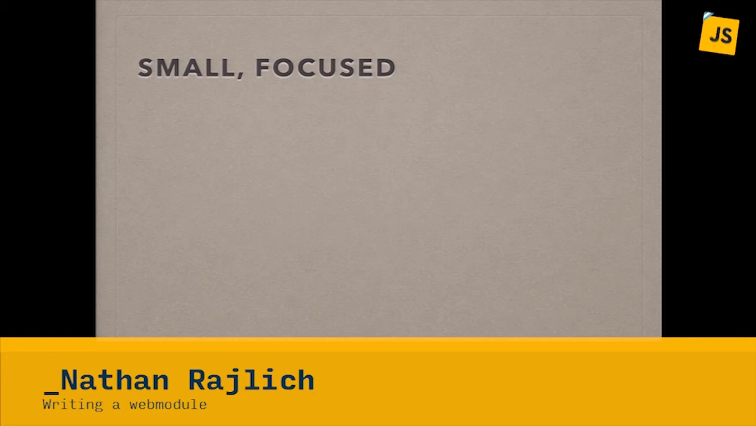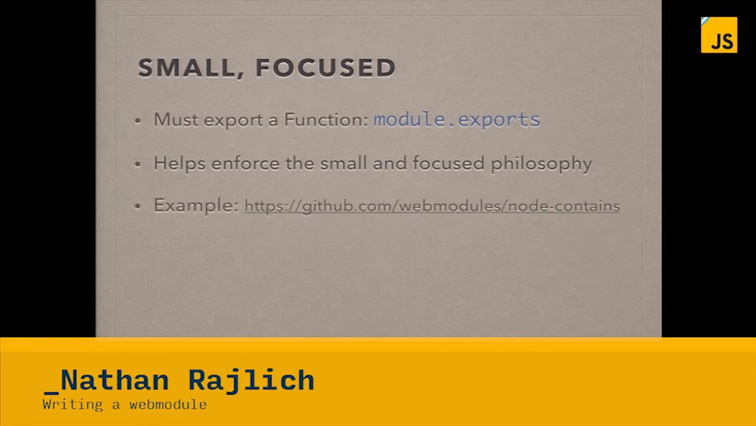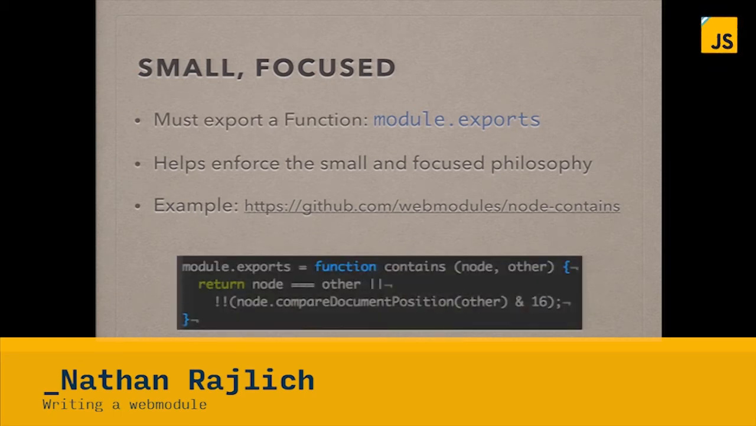So small and focused, right? In a perfect world, you'd only export a single function, which we do by setting module exports to a function reference. And this helps enforce the small and focused design philosophy. And so one good example of that would be the node contains web module. And that's it in its entirety right there. So small, self-contained, focused. But this is basically actually a polyfill for the node contains W3C method with compatibility for Internet Explorer.